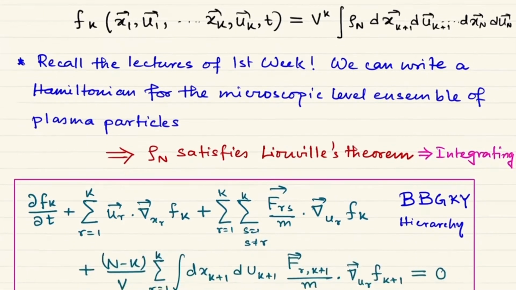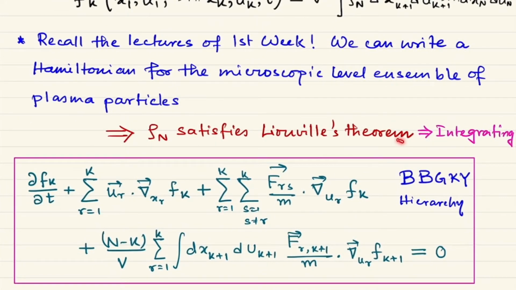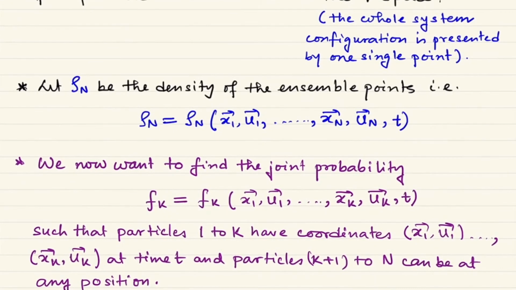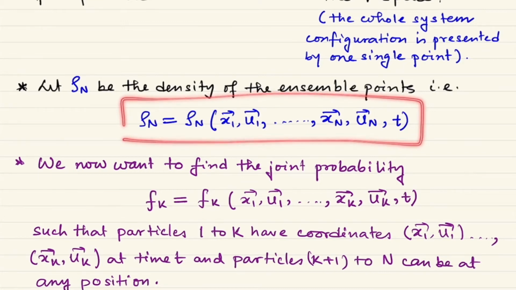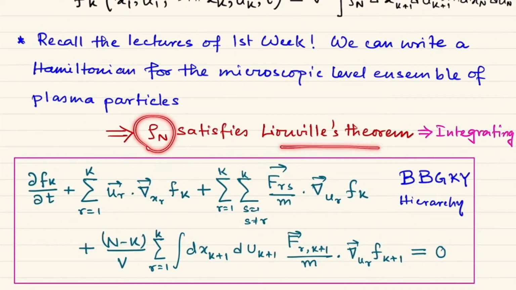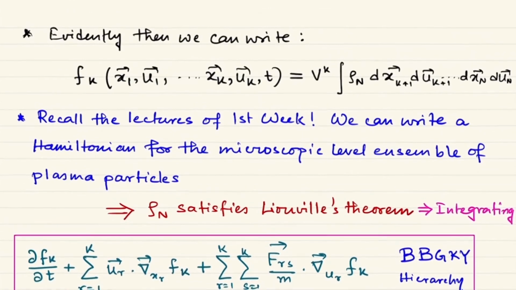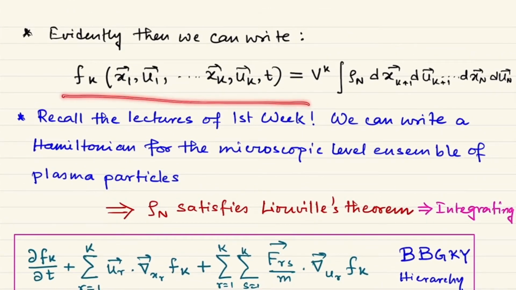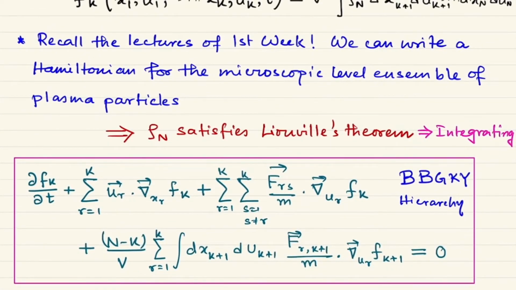Okay, so if you now use this Liouville's theorem, let me tell you something like this. This is the density of ensemble points and this is the joint probability distribution. And if you follow that rho n satisfies Liouville's theorem, then after integration, if you simply see that every rho can be obtained from some probability distribution, then you can finally get the evolution equation for the joint probability distribution of k particles.